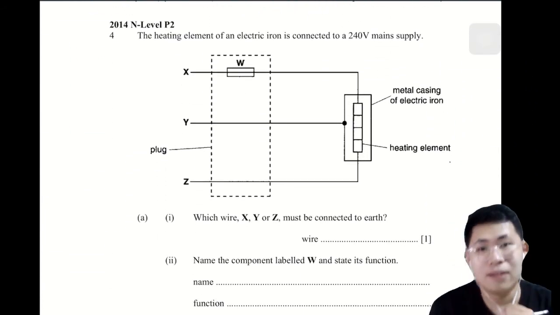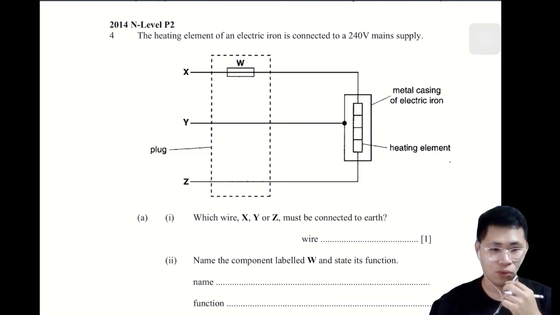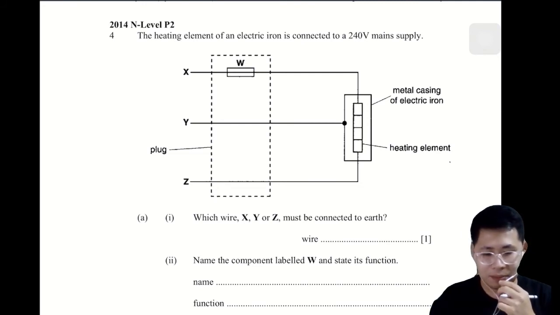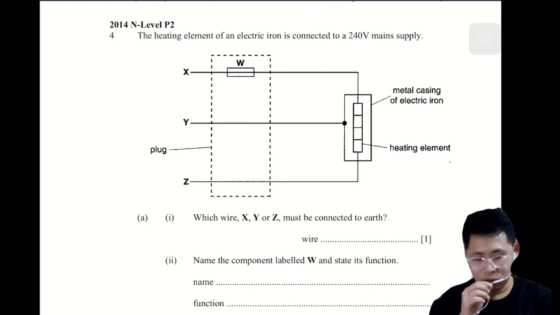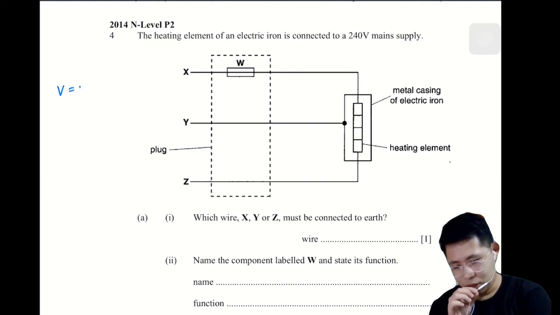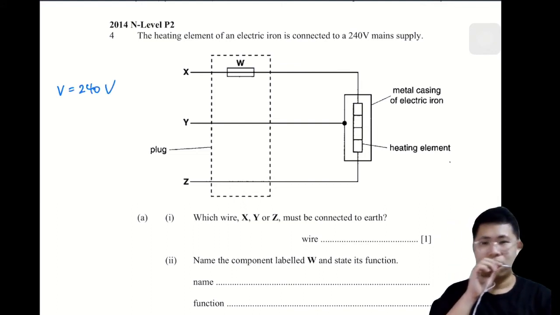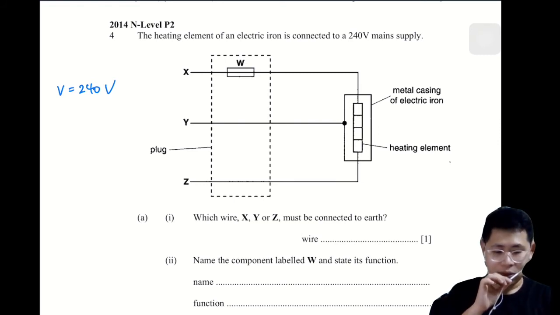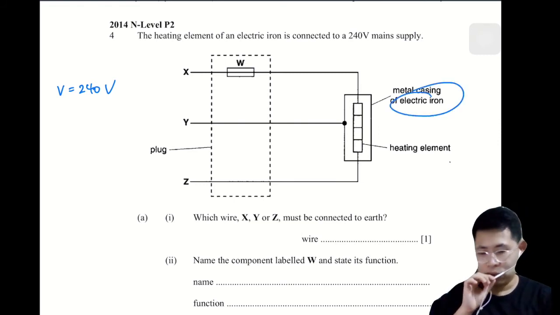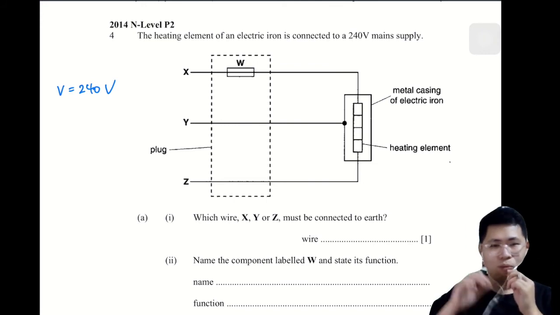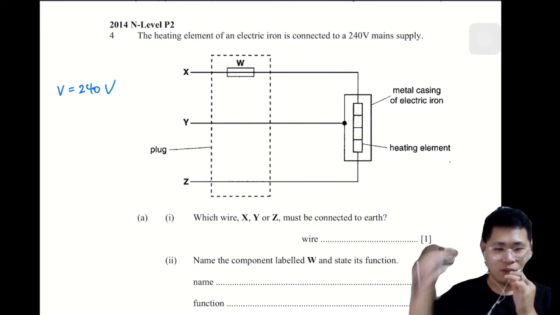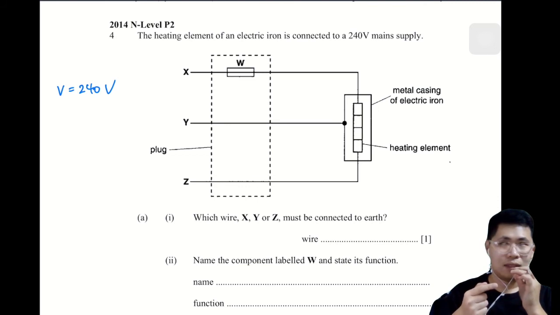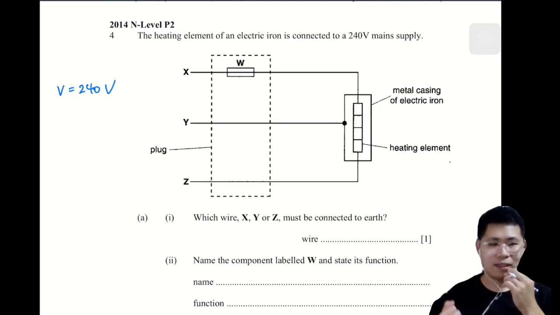2014 N-level Paper 2. Let's look at this. Now the heating element of an electric iron is connected to a 240 volt mains supply. So here the voltage is 240 volts. Then we have 3 wires coming from the mains supply connected to the electric iron. The important thing is to determine where is the live, where is the neutral, and where is our earth wire.